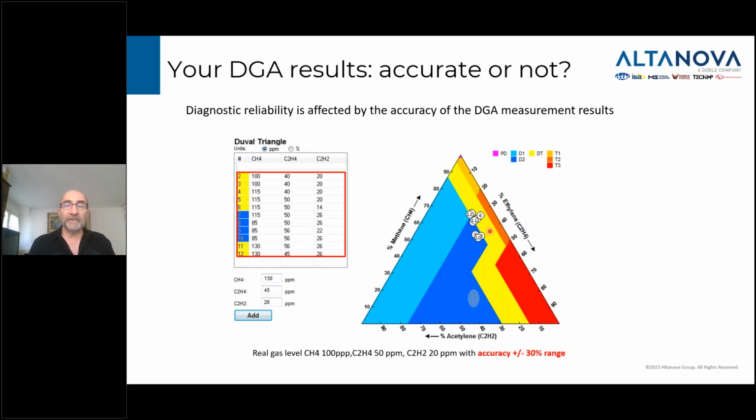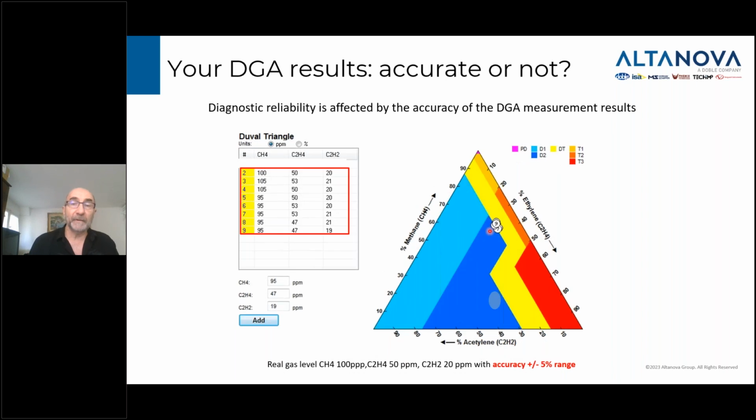Now, if we take the same sample and put it in a system that has a 5% accuracy, you can see that all the diagnostics are much more concentrated in one area, mostly in the DT. Some of them are borderline with the D2, but again, the surface where all the diagnostics fit is much smaller now, with a better confidence that this is the exact diagnostic for that sample.